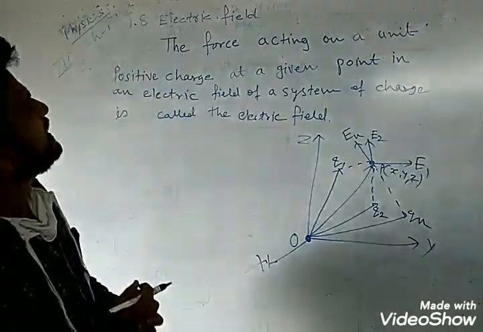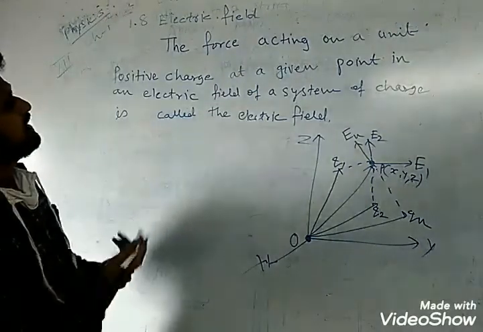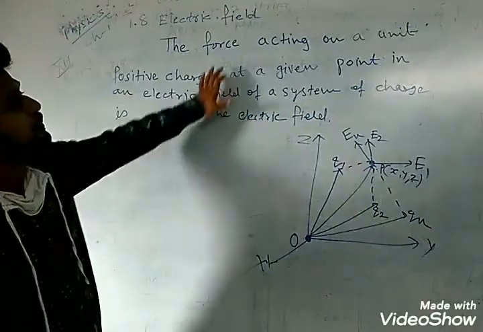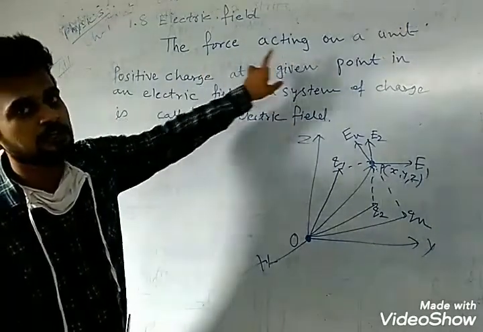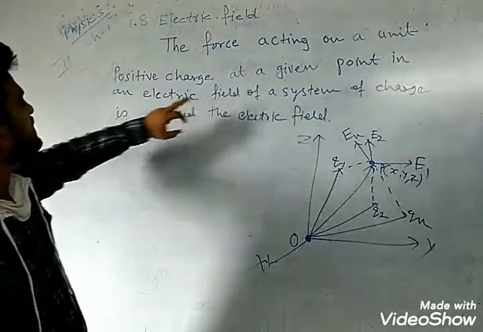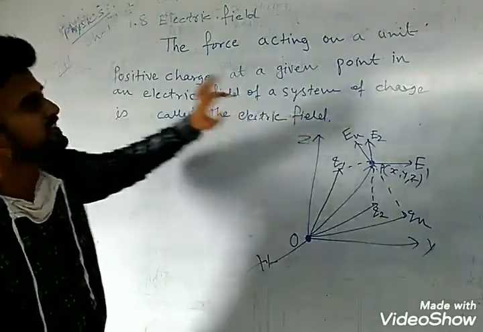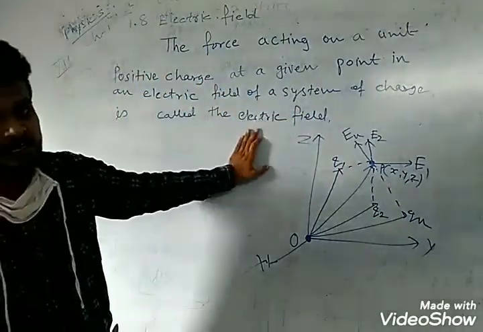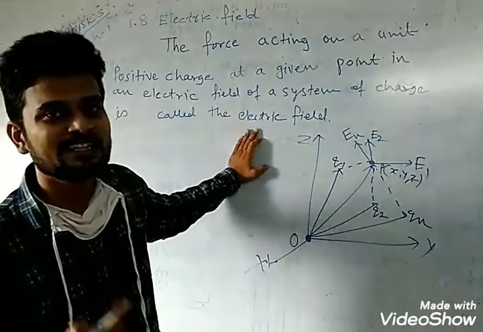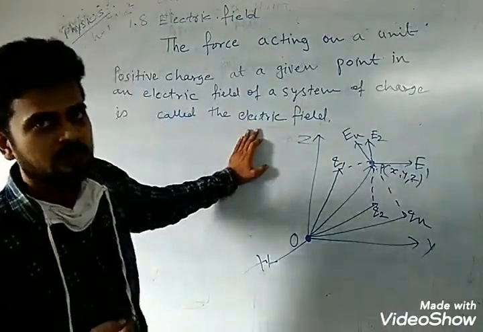Today's topic is 1.8, electric field. The definition of electric field: the force acting on a unit positive charge at a given point in the electric field of a system of charges is called the electric field, or intensity of electric field, at that point.